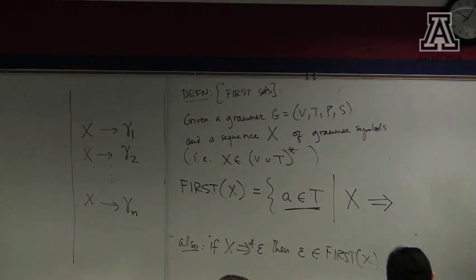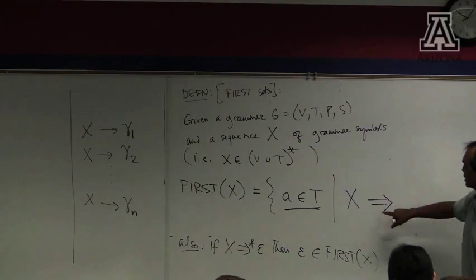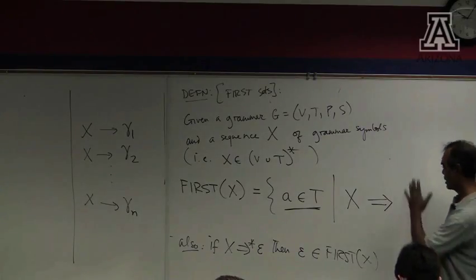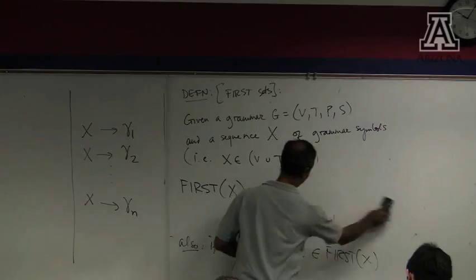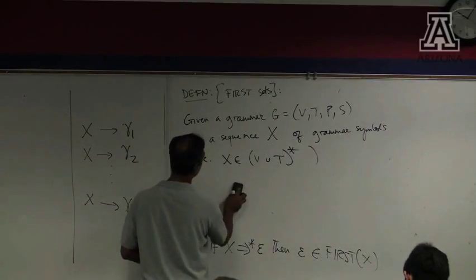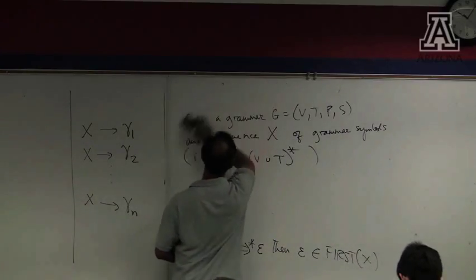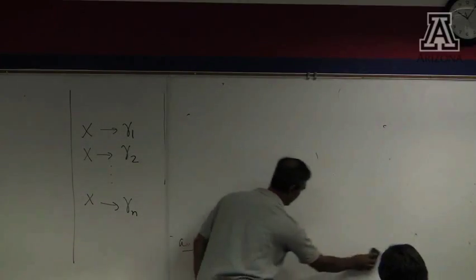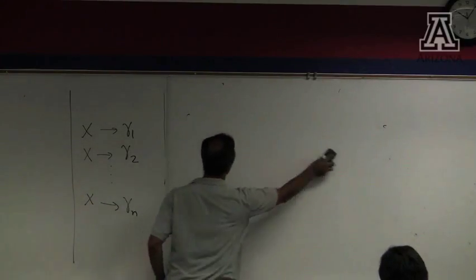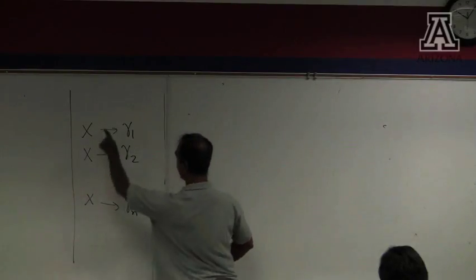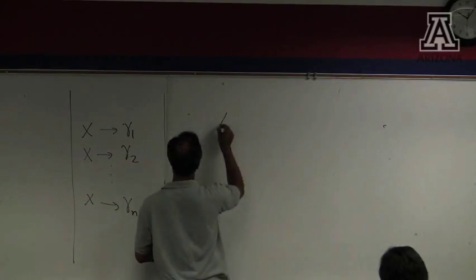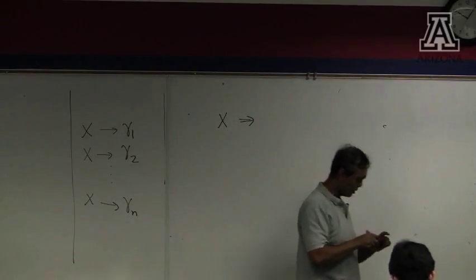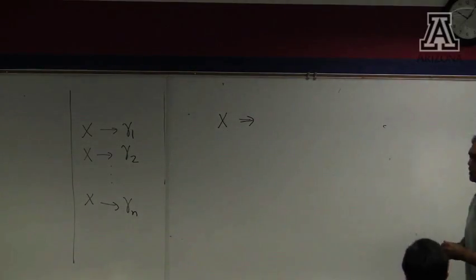Sorry, say that again? Isn't that just capital X? Is it capital X? Oh, I'm sorry. I apologize. I'm going to get rid of the definition. We don't need that anymore. Sorry, I misled you. I lied. So I'm trying to compute first of x. X is a variable that's defined by these rules. So let's start deriving from x.